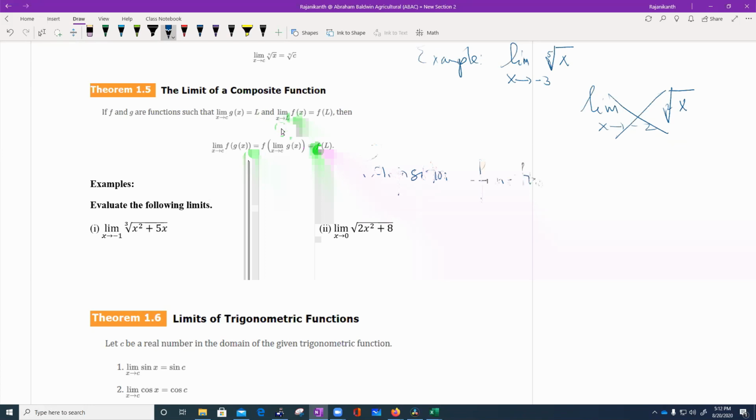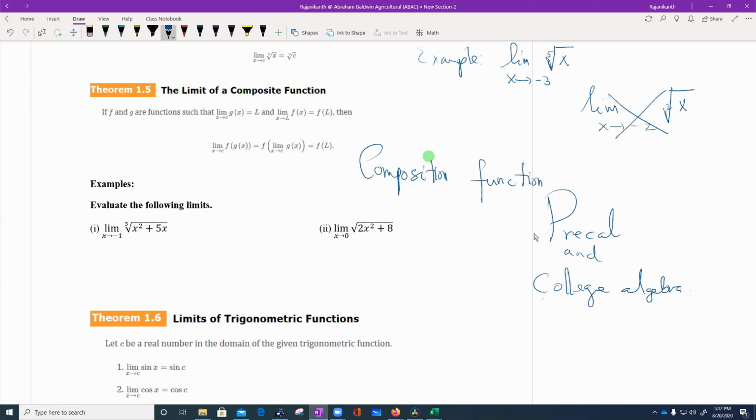I believe most of you have taken pre-cal and maybe college algebra, right? There you might have seen the composition function. You are combining two functions. If you combine two functions, the limit of the composition of two functions is always simply, again, plugging in the limit into the function value, right?